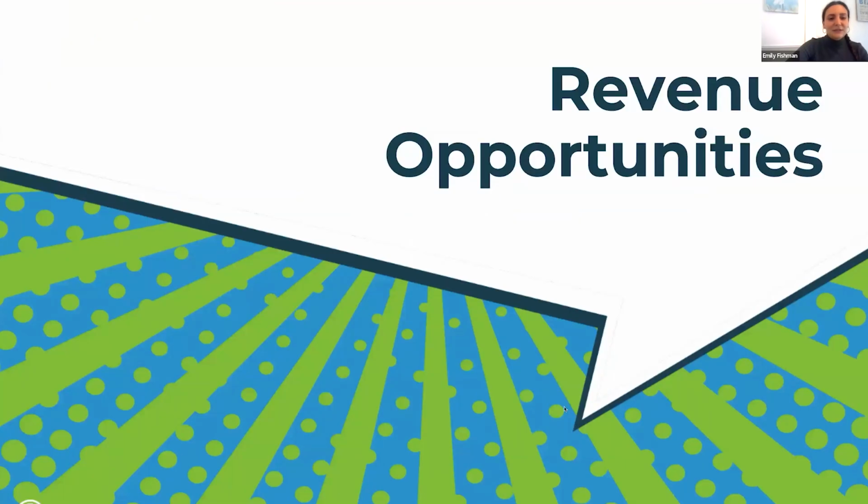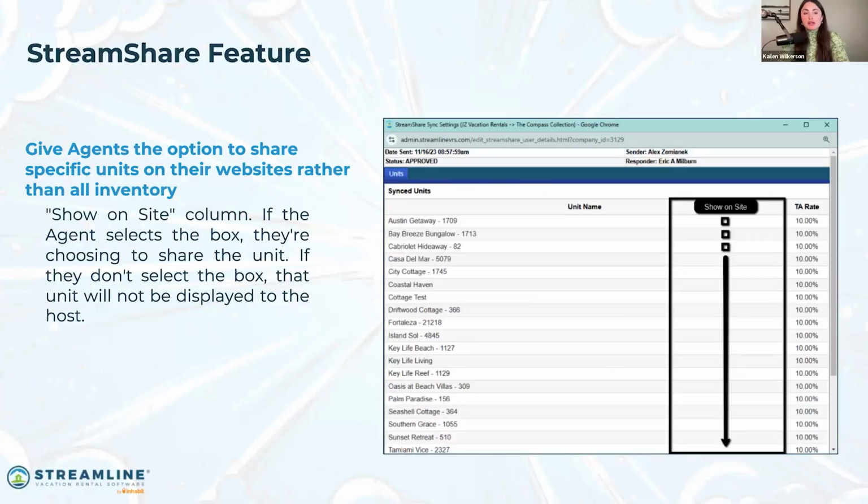Cool. Now we're going to dig into, I know we kind of touched on this within our reservation CRM, but we're really going to dive into the revenue opportunities here now. Awesome. So we're going to talk a little bit about Stream Share, and Emily's going to talk a little bit about some of the features that we've actually added to Stream Share. But for those of you that aren't familiar with this feature inside of Streamline, it's only built for Streamline users, right? So if you are a Streamline user today, it allows you to start networking with other Streamline users and essentially become an online travel agency, right?